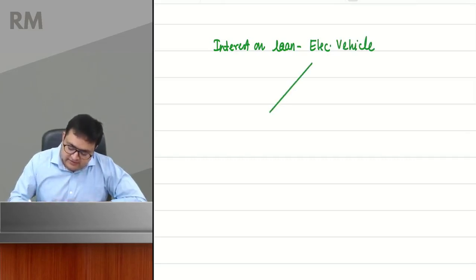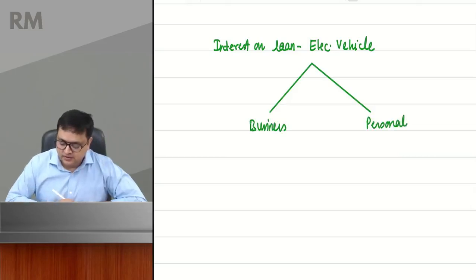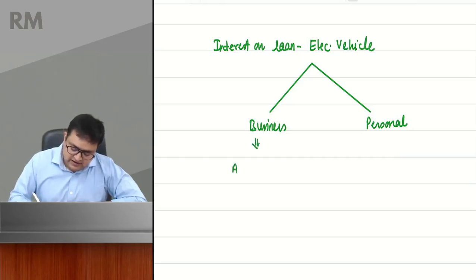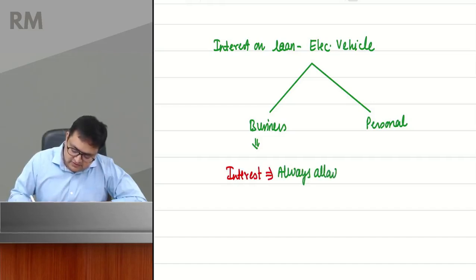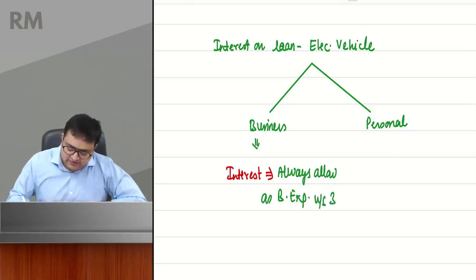Guys, it depends whether this electric vehicle is for your business purpose or for personal purpose. If it is for business purpose, that interest is always allowed as a business expense. And we know that interest on loan is allowed under section 36.